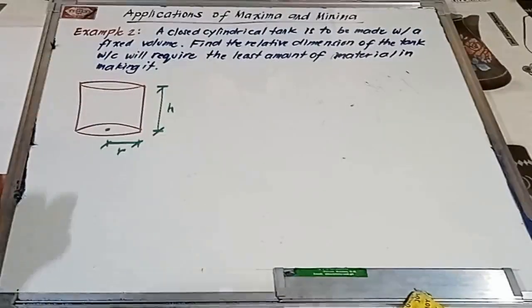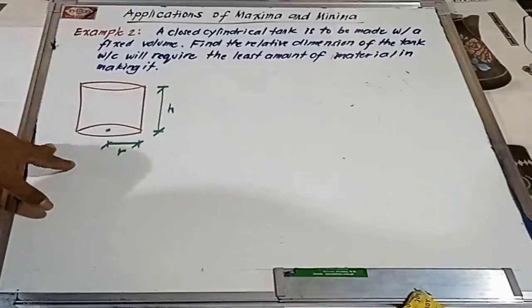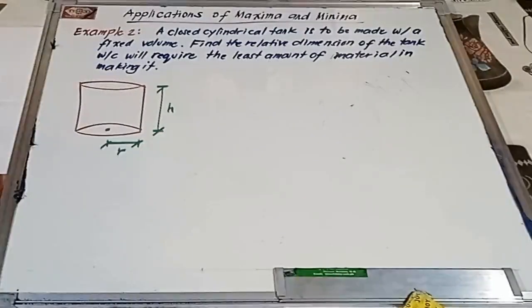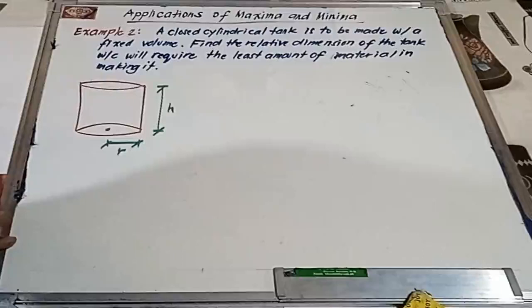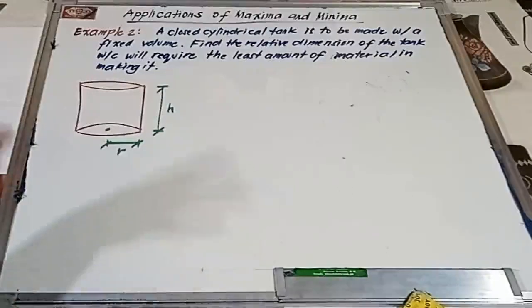Okay? So we have example number 2, a closed cylindrical tank is to be made with a fixed volume. So ano ibig sabihin ng fixed volume? Ibig sabihin, volume is constant. Okay? So if you take the derivative of the volume, it is equal to 0. Okay? Kaya fixed. Pag sinabing word na fixed, other term yan na yung volume ay constant.